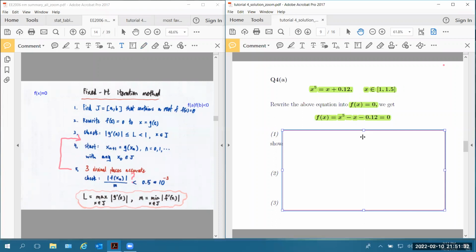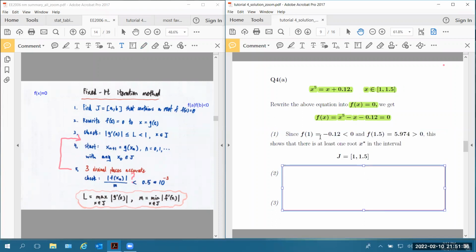So this is what we will do. Okay, so you just go and find f(a), go and find f(b). Well, you see one positive, one negative, right? Okay, so that means the product is negative. So this shows that there's at least one root in this interval J. So this is our interval J. All right. Then step 2, rewrite into the form x = g(x).